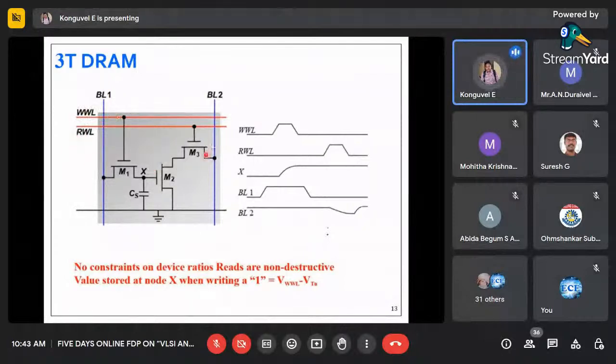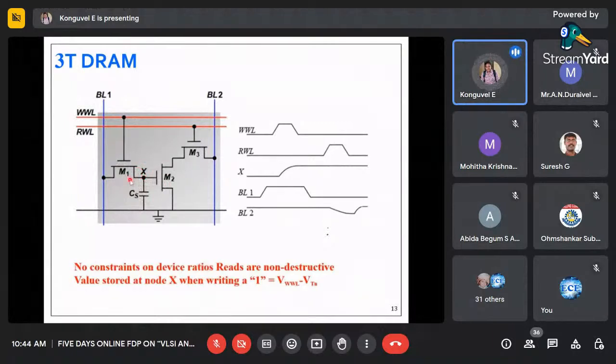Now how the circuit is connected: we have 3 NMOS transistors, M1, M2 and M3. What about the CS? We can consider this as a stray capacitance, because it is a parasitic capacitance, not an external capacitance we add to the circuit. How does the parasitic capacitance arise here? Because of the drain capacitance of the M1 transistor and the gate capacitance of the M2 transistor, which form a stray capacitance. We call that CS. And here we will have a node X.